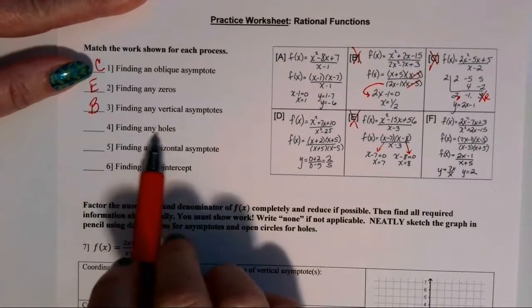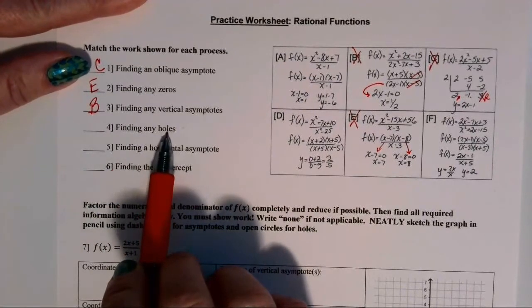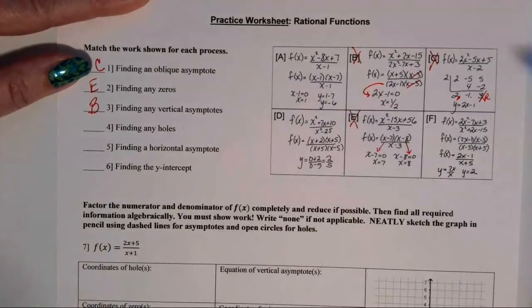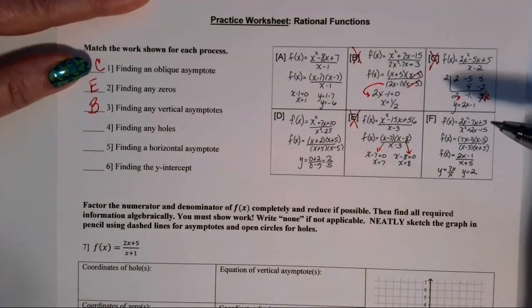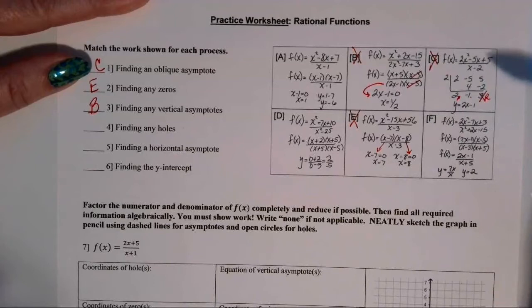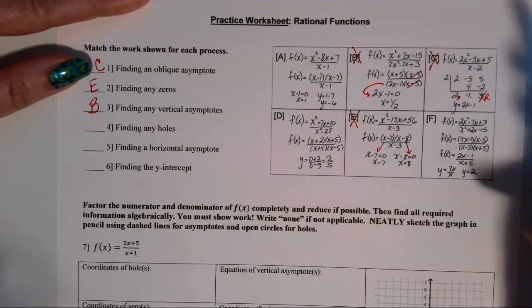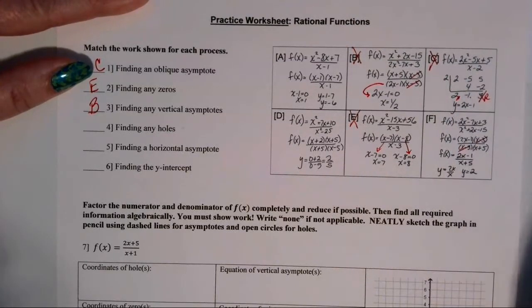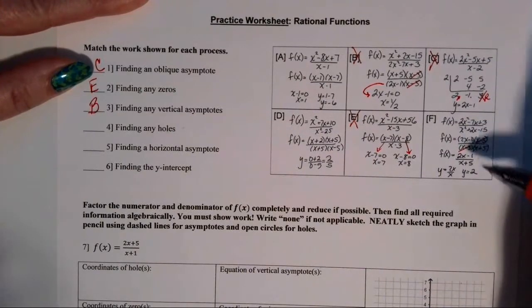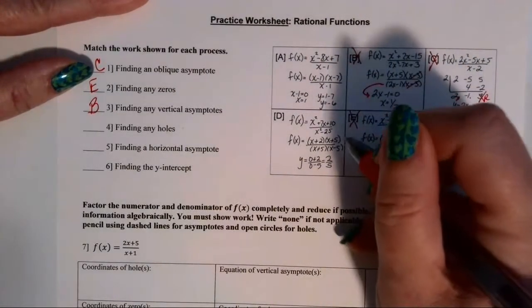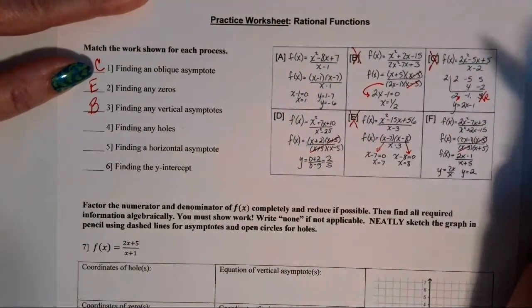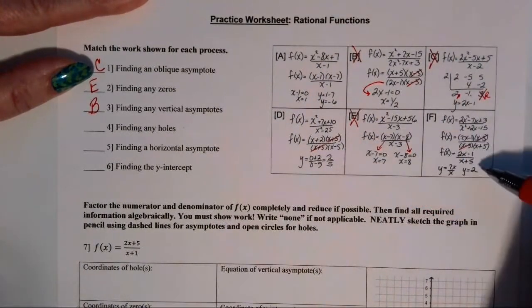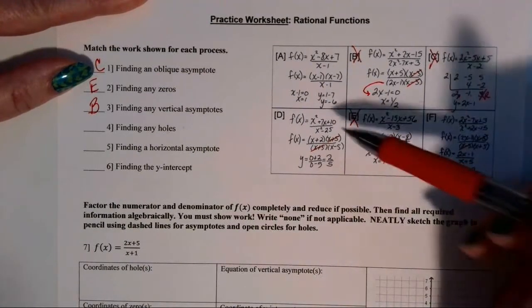Okay, number four, finding holes. To find a hole in a rational function, you look for factors that cancel from the numerator and denominator. And so when we look at the things that are left here, in all three of them there are factors that cancel. Right here, the x minus 3's cancel. Here, the x plus 5's cancel. But in neither of those examples, D or F, were the canceled factors set equal to 0.